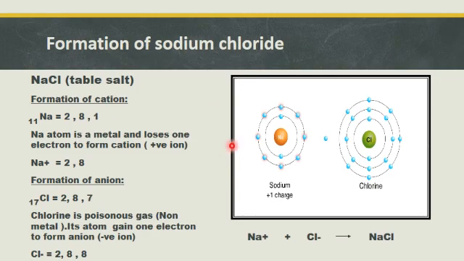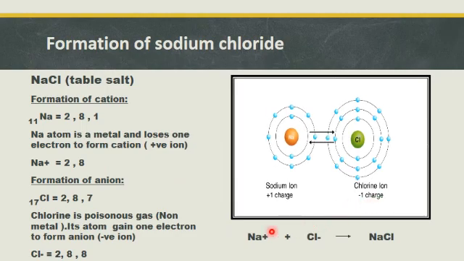When it loses this electron, it will acquire a positive charge. Sodium positive becomes a cation, having a stable configuration, 8 electrons in the valence shell. This chlorine atom is going to gain that electron and become a negative charged anion, and the positive and negative ions develop an ionic bond among them.